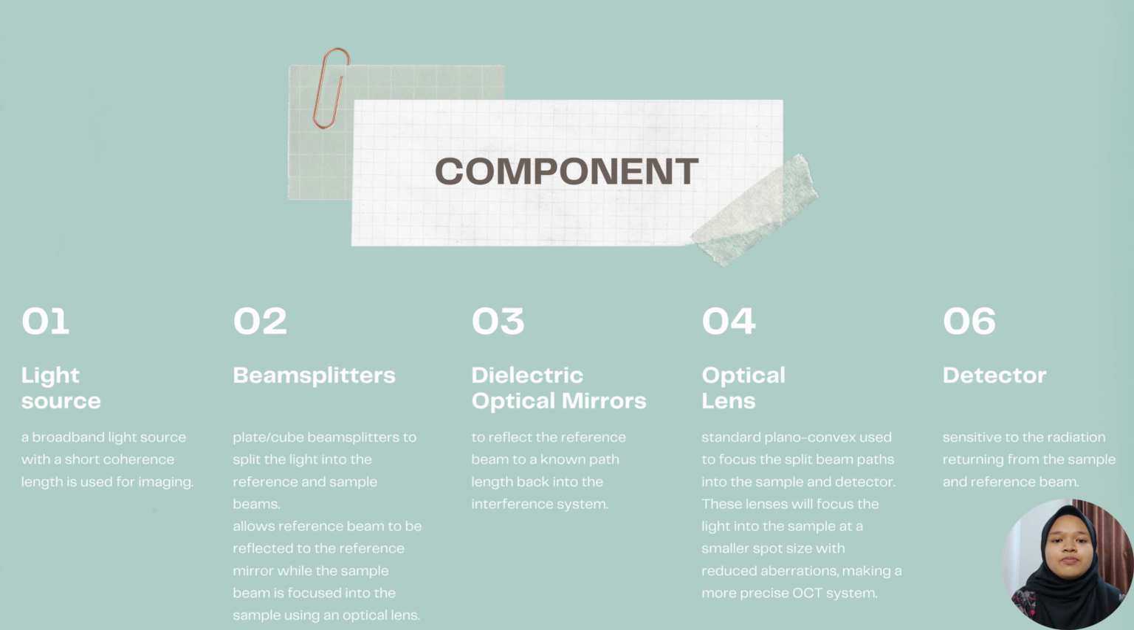Other than that is the optical lens. A standard planar convex lens is used to focus the split beam path into the sample and detector. This lens will focus the light into the sample at a smaller spot size with reduced aberration, making a more precise OCT system. Lastly is the detector. The detector is sensitive to the radiation returning from the sample and reference beams.